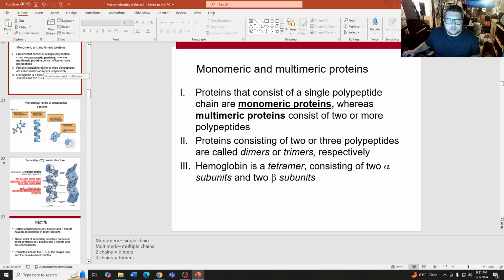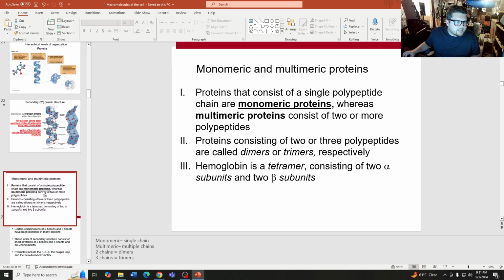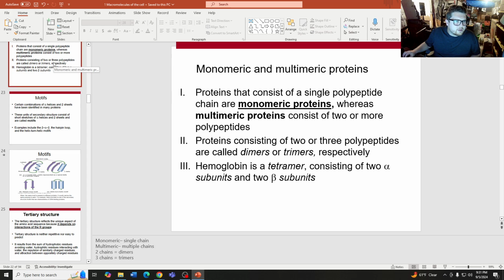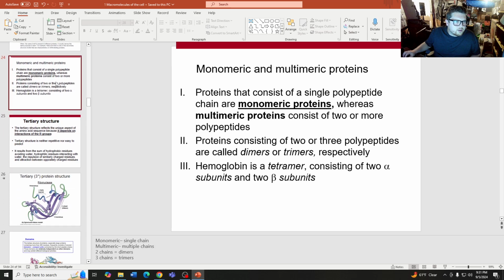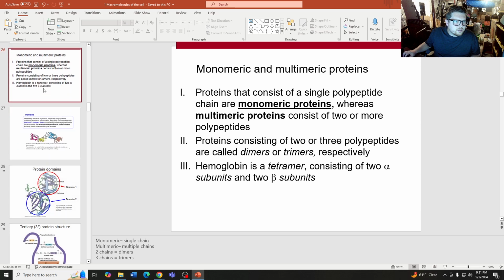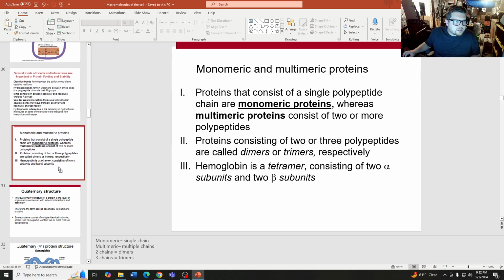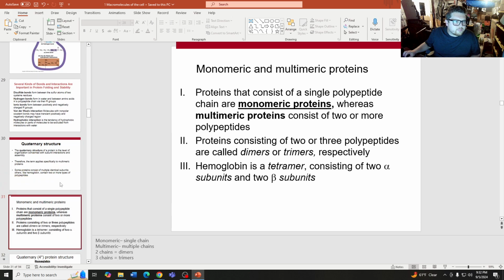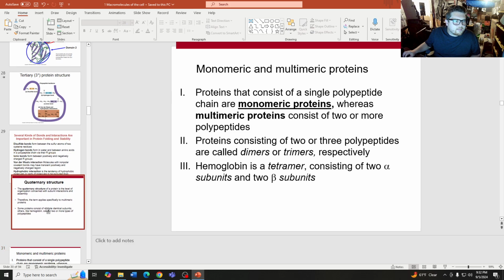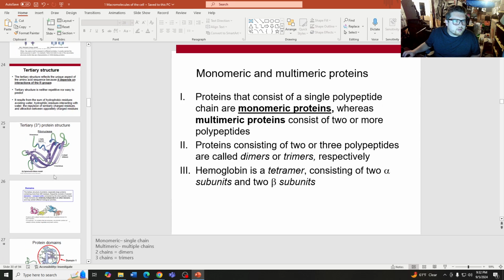This slide is in a yucky place. I'm going to put this down by quaternary structure, which we will get to in a sec. I don't know why this slide is all the way up here, though. I want it right there. Good.